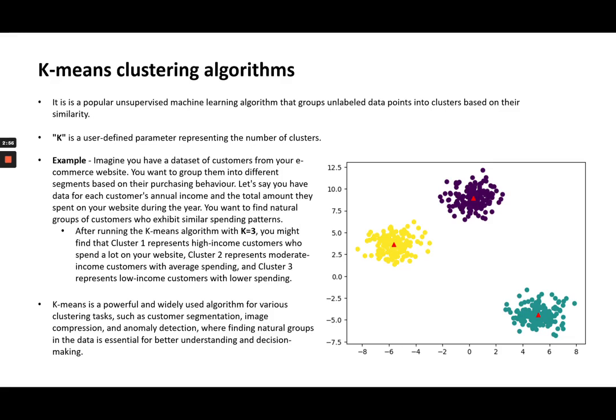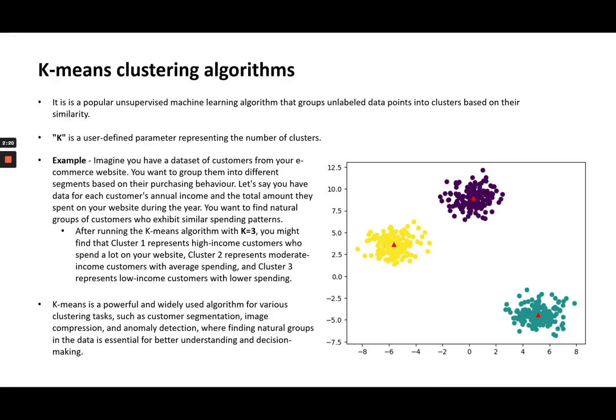So after we define k is equal to 3, let's say we want to create a total of 3 clusters, where cluster 1 might represent high income customers who spend a lot on the website. Cluster 2 might represent moderate income customers with an average spending more than, of course, the low income group, but lower than the high income group. And there might be another cluster 3 which represents the low income customers with lower spending.